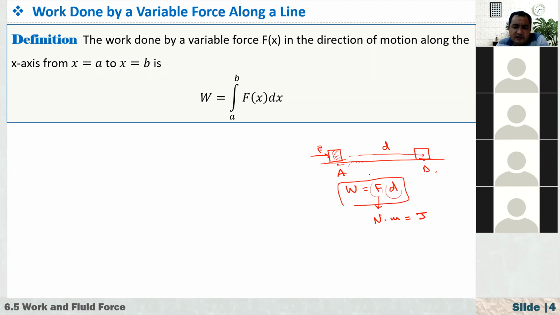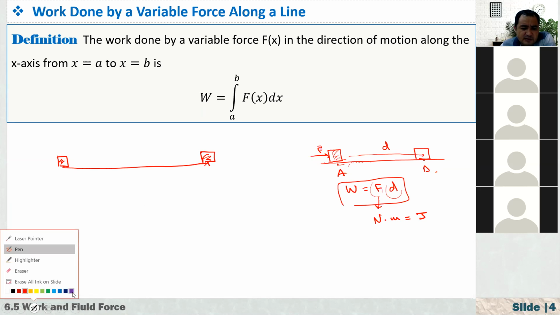Let's say F is a function of x. At every point, the force is different. So how do we find the total work done to push this ice cube from this point to this point? Again, here we are just going to use the idea of the definite integral, because everywhere the force is not constant.